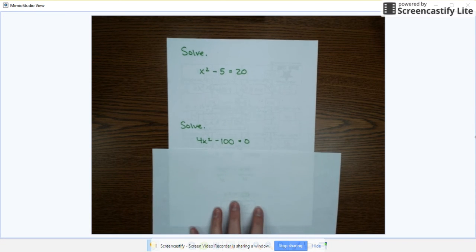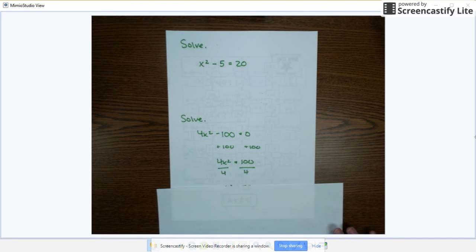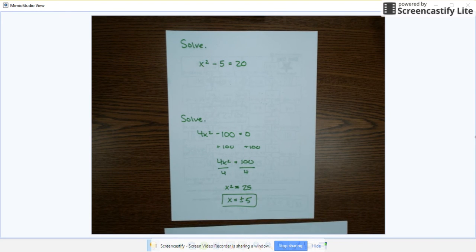Okay, this is going to be kind of a three-step equation. Currently we have it equal to 0, but we need to get x all alone. So we first need to move this constant to the other side. So we have 4x squared equals 100. Then divide by 4, so we get x squared equals 25, and x is equal to plus or minus 5.